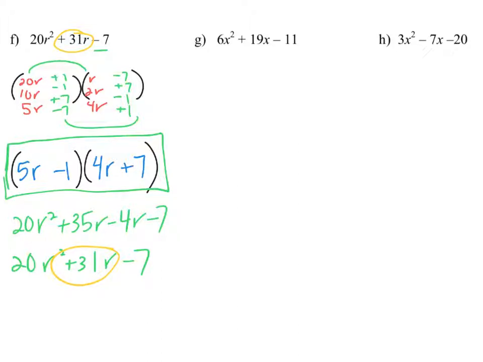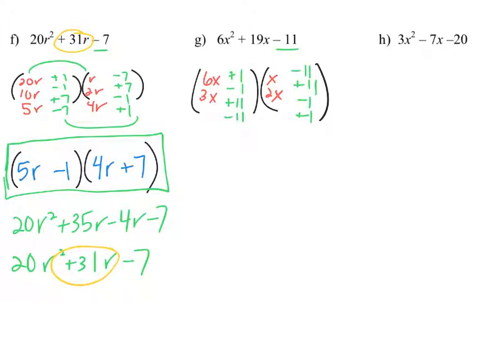Let's look at example G. The trinomial 6x squared plus 19x minus 11. Okay, so we've got a lot of possibilities here on how we can get the 6x squared. We could have 6x times x. We could have 3x times 2x. And then we've got some possibilities here for getting the minus 11. It could be a plus 1 and a minus 11, a minus 1 and a plus 11, or a plus 11 and a minus 1, or a minus 11 and a plus 1. So you want to go through those possibilities until you find one that works.